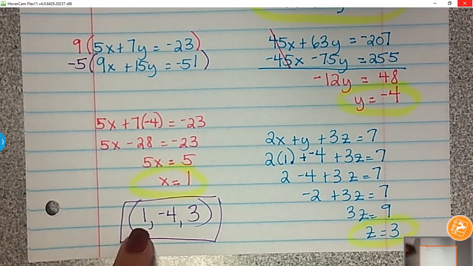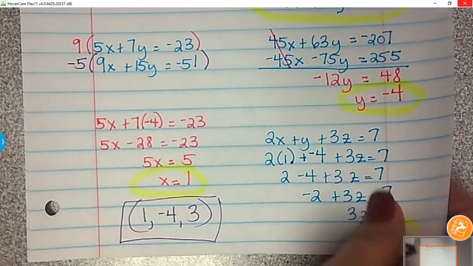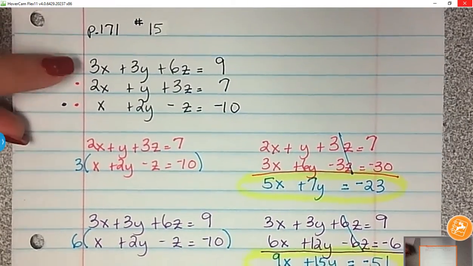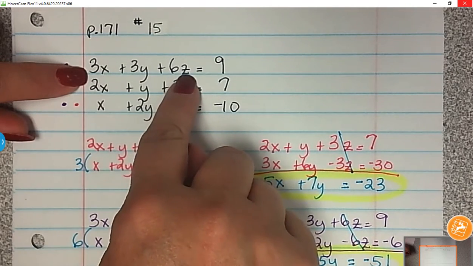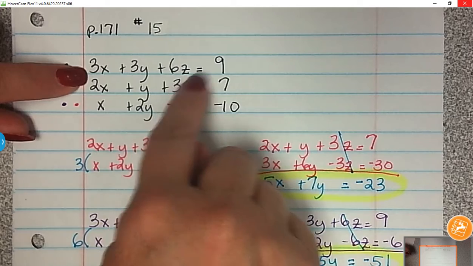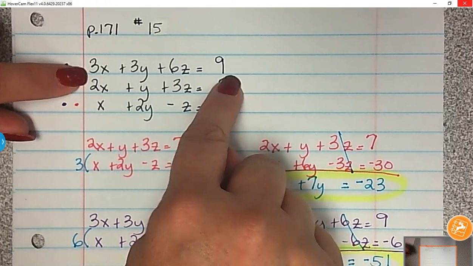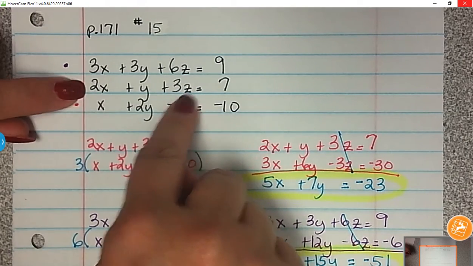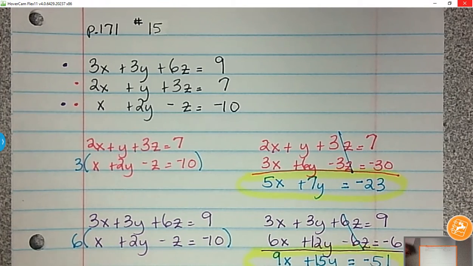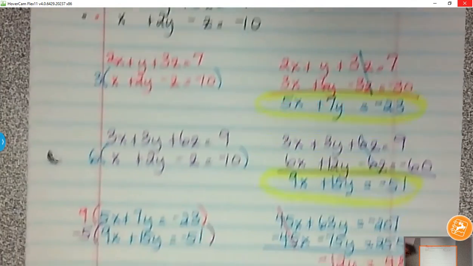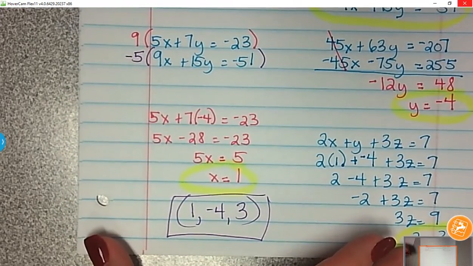Remember, you have to put those in alphabetical order. Your x always comes first, then y, then z. To check this and make sure that your answer is correct, you should go back up here to these originals, plug in 1, negative 4, and 3. When you simplify that, it should equal 9. You should plug them in here and here. It has to be true in all three of those equations in order to guarantee that this solution is correct.